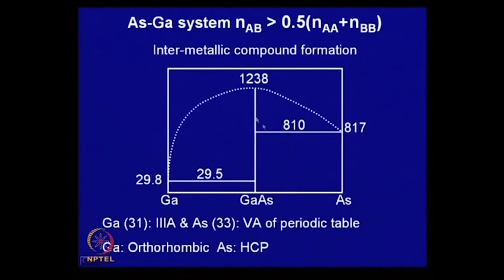Now, here is an example of a case where you have some intermediate phase forming. This is gallium, this is arsenic, and you have gallium arsenide. Look at their melting points. Gallium melts at around 30 degrees centigrade, whereas arsenic melts at around 817 degrees centigrade. But look at gallium arsenide: its melting point increases significantly and its behavior is exactly the same as melting.